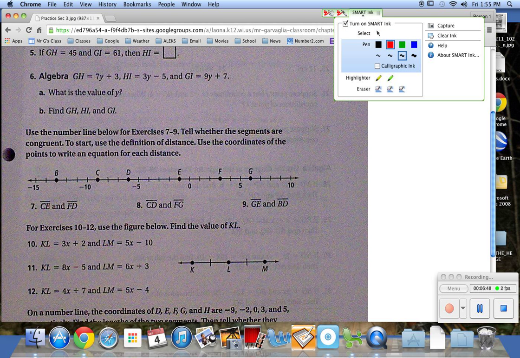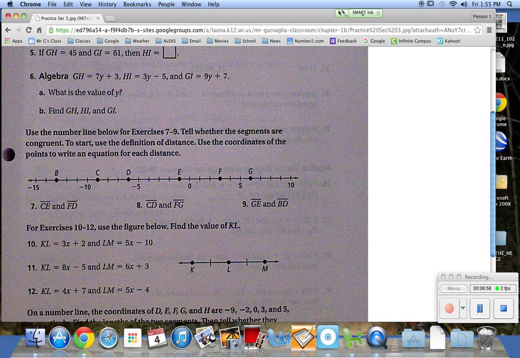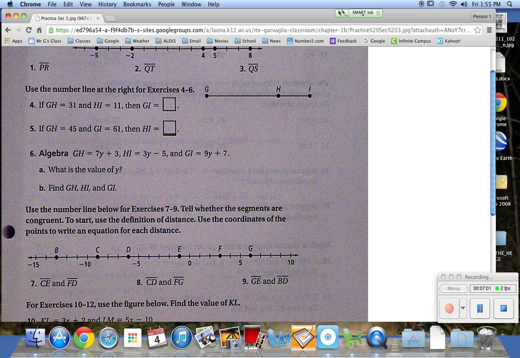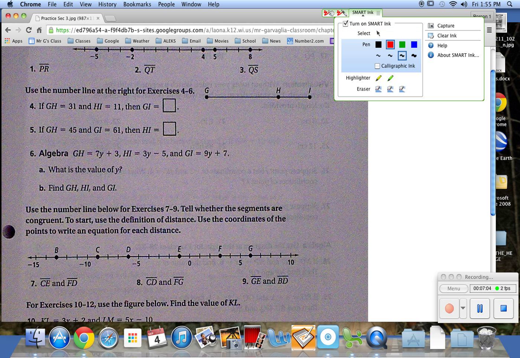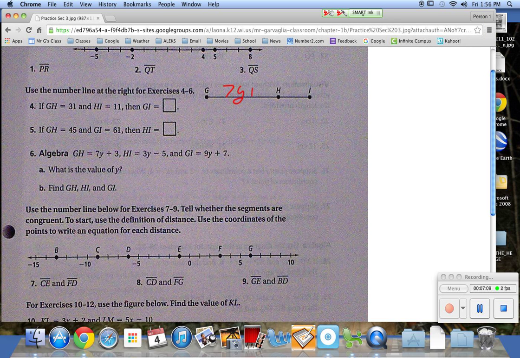Let's take a look at the next one. Algebra. Actually, we probably should show that number line, shouldn't we? Yeah, let's show the number line right here. GH equals 7y plus 3. HI equals 3y minus 5. And this whole length here equals 9y plus 7. All right?